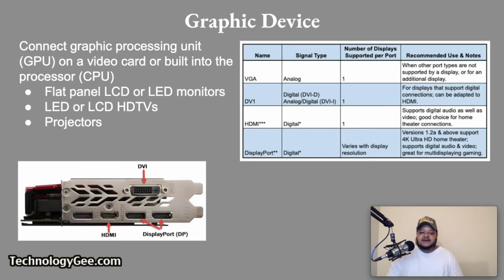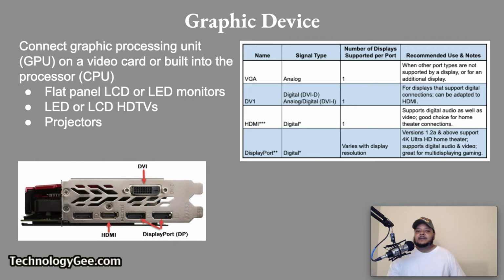Let's talk about graphic devices. So data output through a graphic device on computer systems is made possible through techniques that use video generation modules to display images. Graphic device ports are used to connect the graphic processing unit, also known as a GPU, on a video card or built-in processor, also known as the CPU, to displays of various types, including that of flat panel LCD or LED monitors, LED or LCD HD TVs, and projectors. When you see a computer port cluster or video card with 2 or more graphic device ports, you can connect at least 2 displays to the system.